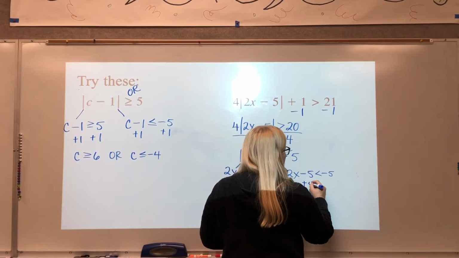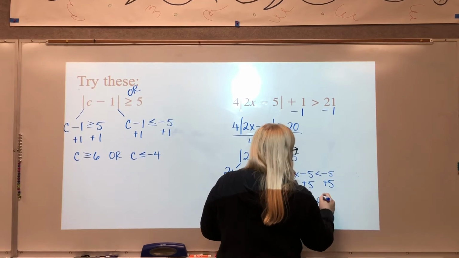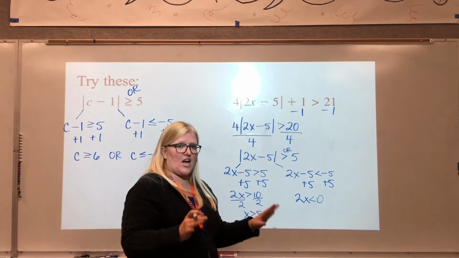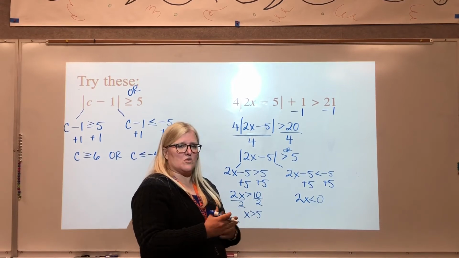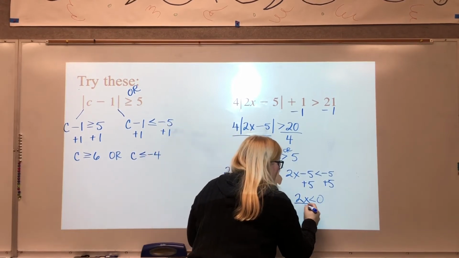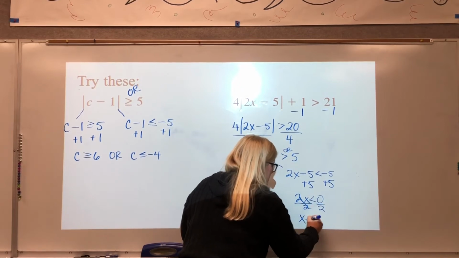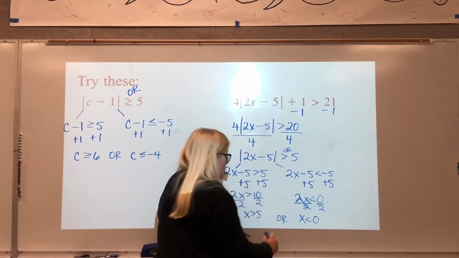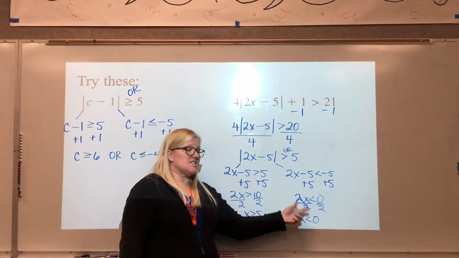Over here, I add 5 to both sides. I get 2x is less than 0. Don't let the 0 scare you. Just because there's a 0 doesn't mean that there's no solution. Because I can divide both sides by 2, and I get x is less than 0. So my answer is x is greater than 5, or x is less than 0.